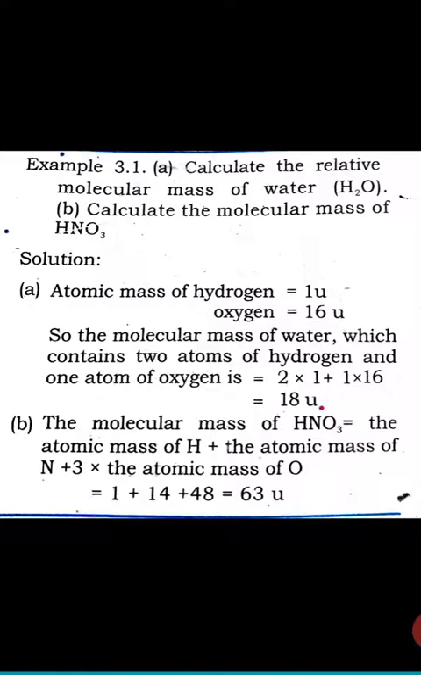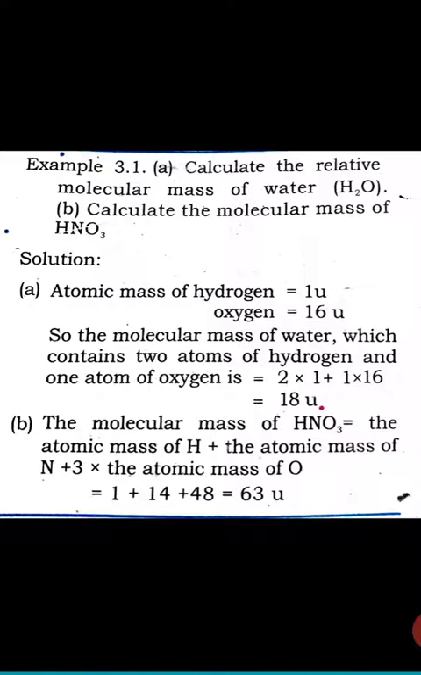Here see, in one molecule of water, H2O, H2O means one molecule of water, it is formed of 2 atoms of hydrogen and 1 atom of oxygen. Therefore, what is the molecular mass of water then? Atomic mass of hydrogen is 1 atomic mass unit. As there are 2 atoms here, we have to multiply by 2. 2 into 1 plus oxygen, it is 1 atom.